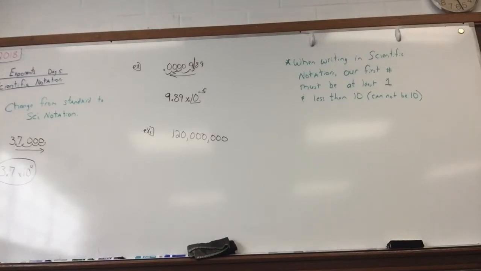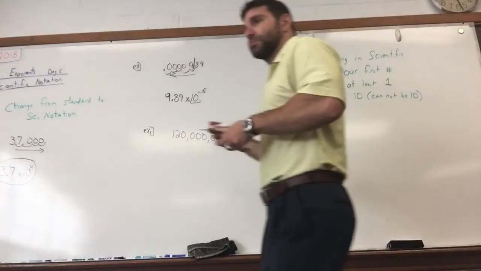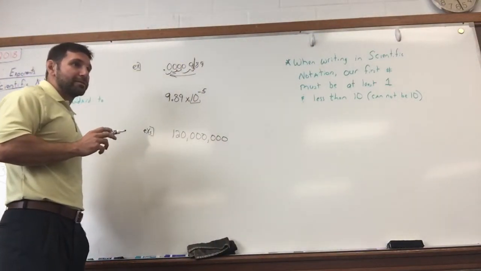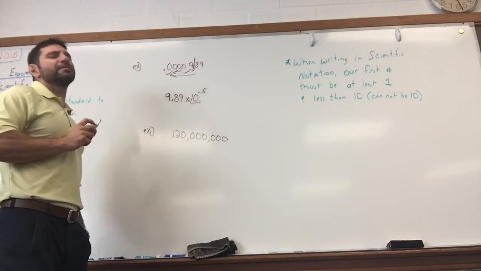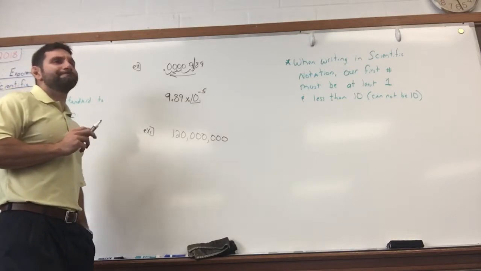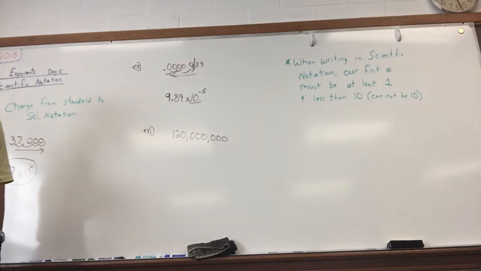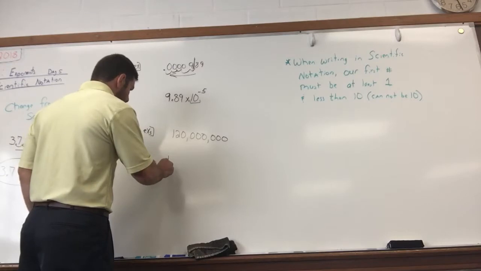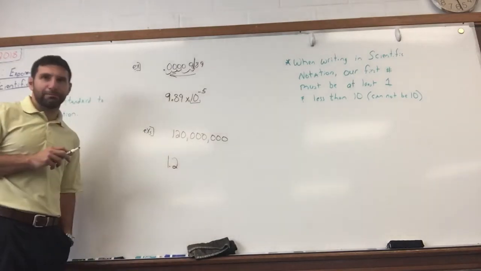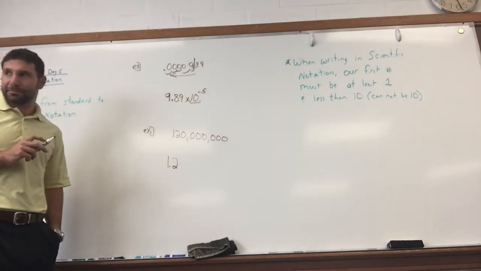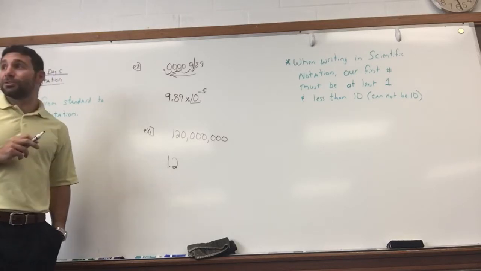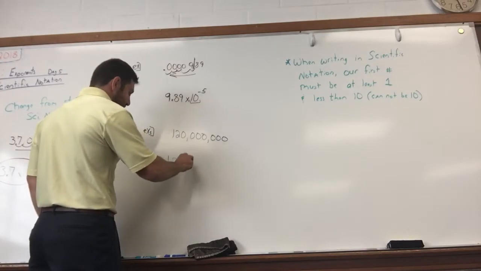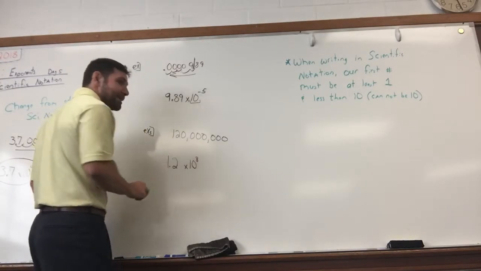Okay, so, Carly, what'd you get? I got 120 times 10. Not 120. Sammy? 1.2. I'm going to let it slide right now, but I'm going to come back to that. Go ahead. 1 with the decimal. 1 and 2 tenths. Good. Times 10 with the exponent of 8. Good, times 10 to the 8th.